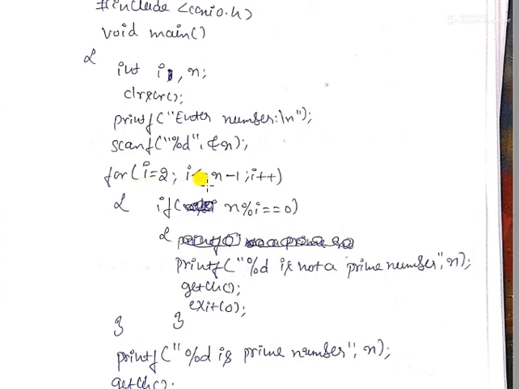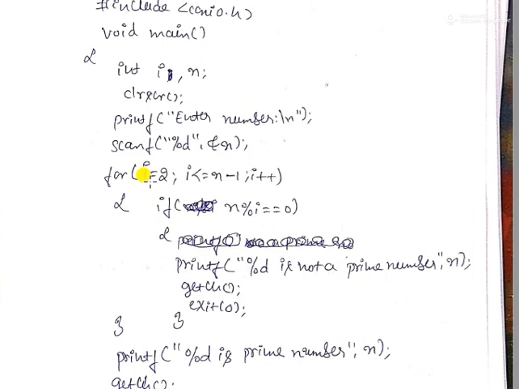So 3 less than or equal to 4, condition true. Again come here. So 5 modulus of 3 equal to 0. 5 modulus of 3 is 2. 2 is equal to 0, condition fails. Again I value is incremented to 4. 4 less than or equal to 4, condition true. So here 5 modulus of 4 is 1. 1 equal to 0, condition false.